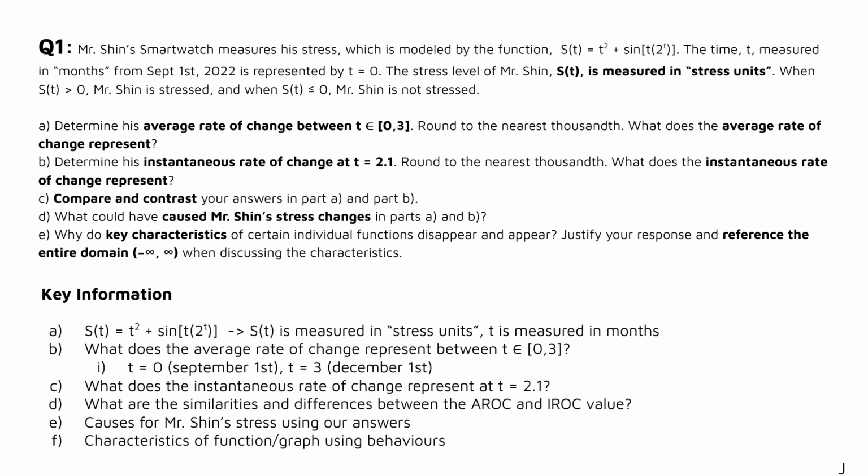So key information. We have our one function, S(t). B, we have to calculate AROC. C, IROC. D, compare and contrast. E is come up with a theory as to why Mr. Shin is stressed. And F is talk about characteristics.